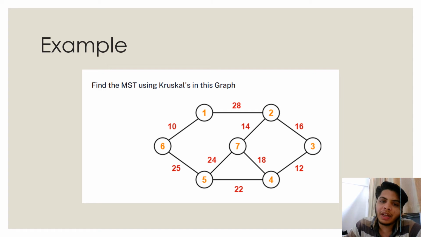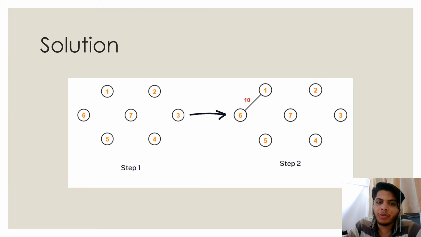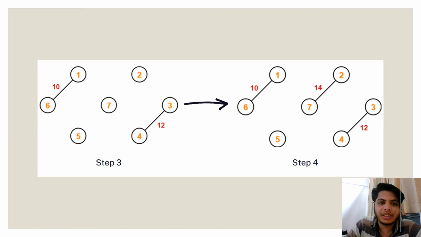Then we pick the next one, 12, and we observe whether it is forming a cycle or not. So far, it is not forming a cycle. So we keep placing the edges according to the weights, and we avoid making cycles or loops. So here in the first step we have removed all the edges, and in the second step we have put the 10, which is the least weight. In the next step we put 12, and it is not forming a cycle, and then we put 14, it is also not forming a cycle.